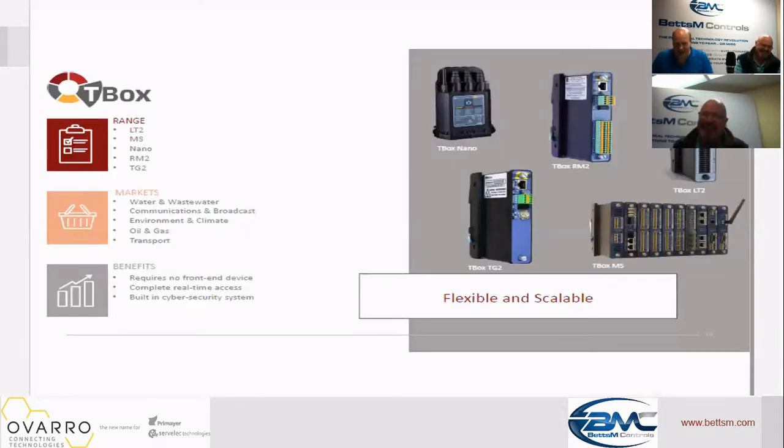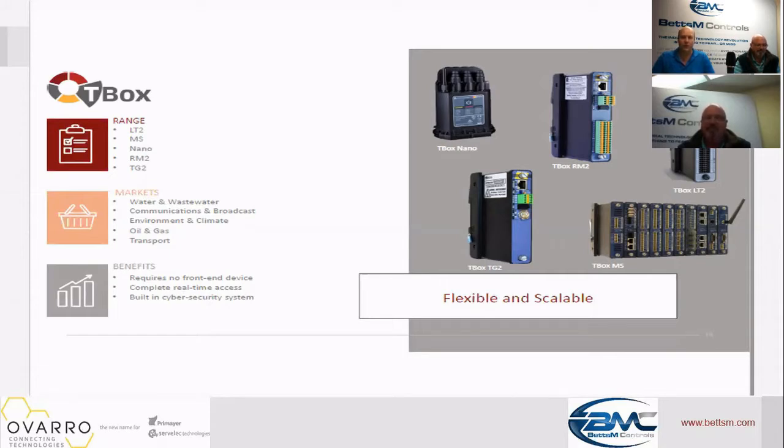Yeah, a variety of sizes. Starting in the lower right-hand corner, the TBox MS is a full rack-mounted unit with dedicated I/O channels. We have differential I/O and things like that. And if you wanted to put all Ethernet ports in it, you can just make it a big router and have 64 ports of Ethernet.